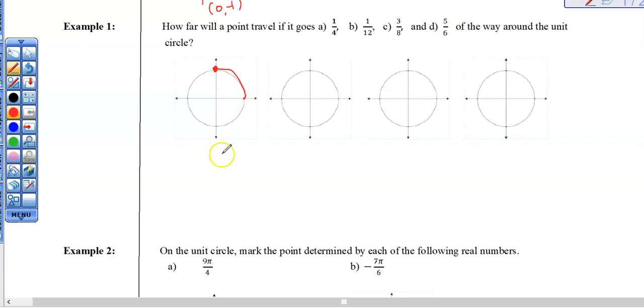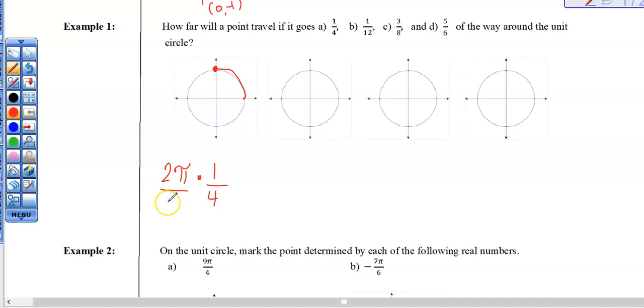But what is that distance? Okay, so we've figured out where the point stops. But in terms of distance, how far is that? So what we could do is take 2 pi, which is the total distance around the circle, and just multiply that times 1/4.